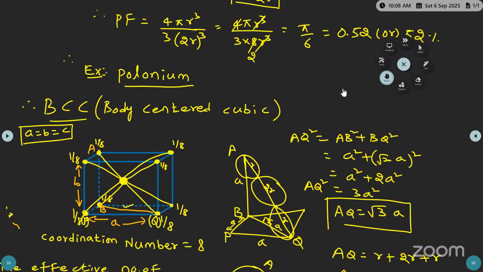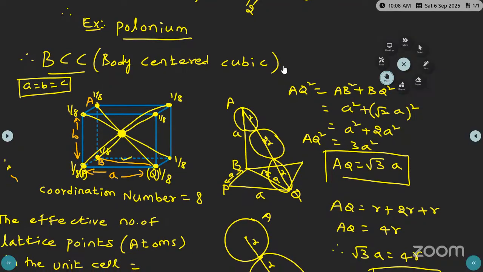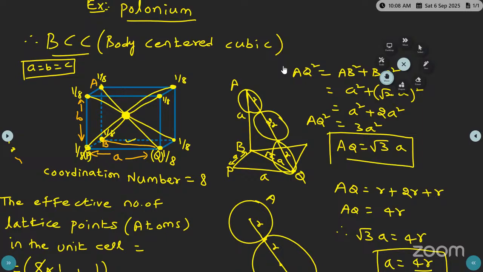Next, the second biggest lattice under the cubic crystal system is BCC, body centered cubic structure. Example for simple cubic structure is polonium. Polonium is the only element which exhibits simple cubic structure. Whereas next one is BCC, body centered cubic structure, and its corresponding unit cell, see here.